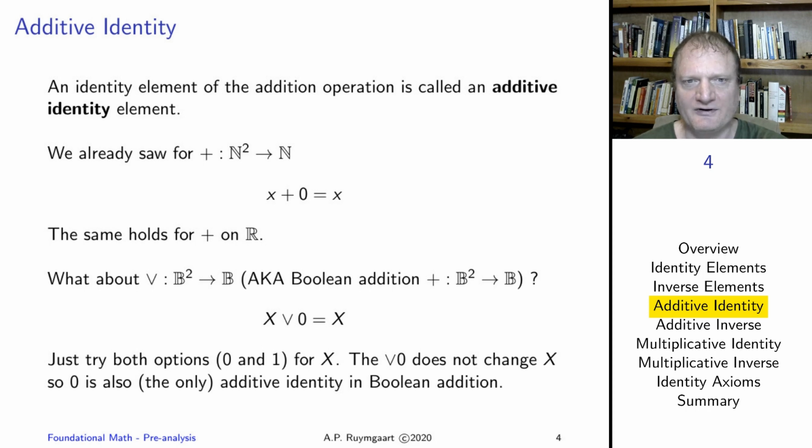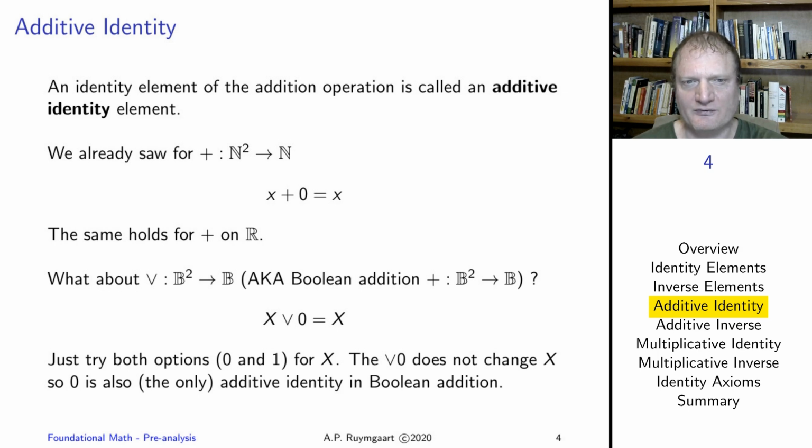Now, we have seen addition defined for different types of sets. The addition operation on the natural numbers, for example, mapping ordered pairs of N squared back to N, we saw that the identity element is 0 because x plus 0 equals x for any member of the set of natural numbers. This is also true for rational and real numbers.